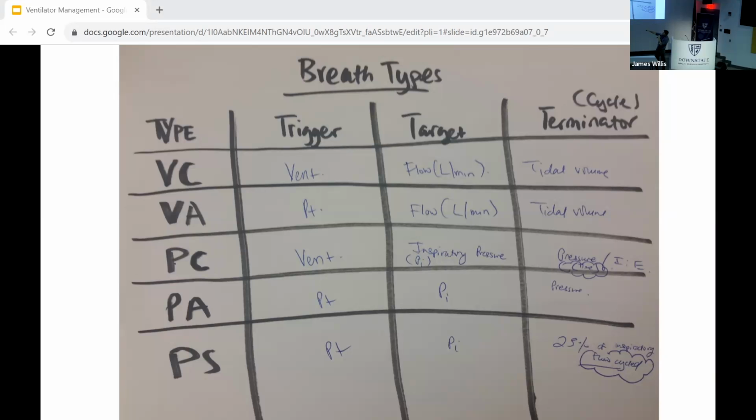And then the PS, the spontaneous pressure support breaths, the patient is triggering, they're achieving that pressure at a certain amount of time, and then it cycles once a certain flow or fraction of a flow is reached. So we're going to try to make sense of these things and look at how it applies to those ventilator screens. But these are just breath types.